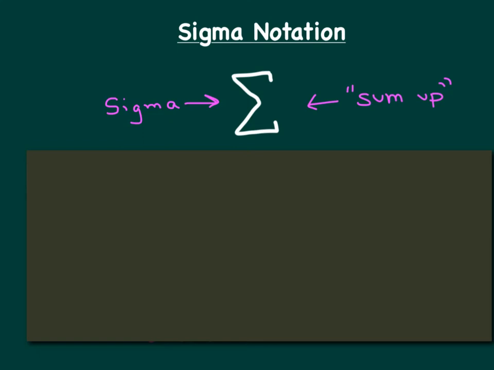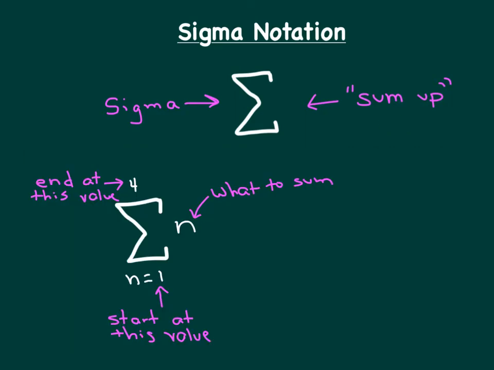Okay, so what we're going to talk about here is sigma notation. If you take a look at this symbol right here, this is just a Greek letter called sigma. The sigma is also sometimes called summation notation because it just tells us to take what's after the sigma and to just sum it up. Okay, so let's suppose we have this example right here.